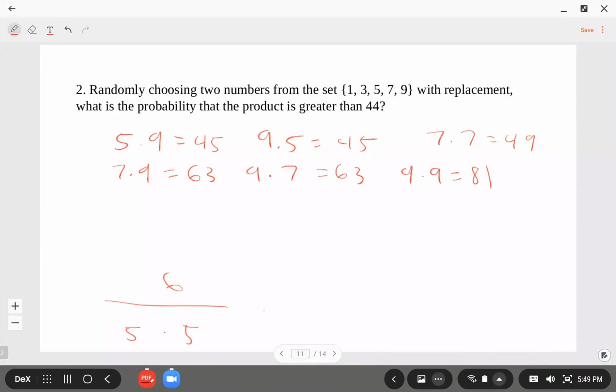6 over 25, which equals about, let me get my calculator out. Wait, no, I don't even need my calculator. That is going to be 0.24. Because just multiply 25 by 4, and then both numbers by 4. 6 times 4 is going to be 24 over 100, 0.24. Very easy, okay?